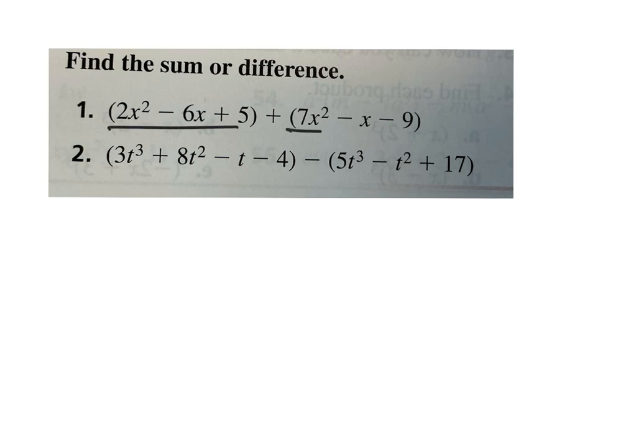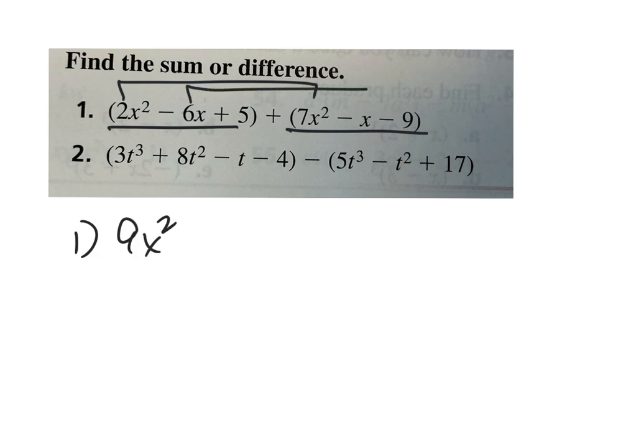Now, these two, when it's addition, all we're going to do is add like terms. I'm not even going to take an extra step and work that out. I'm just going to add like terms, like the x squareds. 2 plus 7 is 9x squared. You can add the x's. -6 plus -1 is -7x. And then I got the 5 and the -9. 5 plus -9 is -4. And that's all you do on that one.